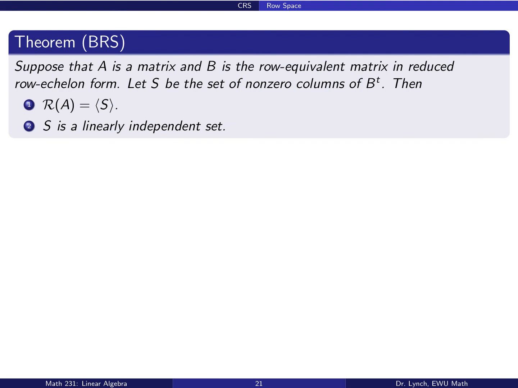This suggests an interesting approach to finding a row space. Since row operations don't change the row space, and since row operations simplify rows, eliminating redundancies, it turns out that putting a matrix in its reduced row echelon form and then picking off the non-zero columns of the transpose gives us a set S that is linearly independent, and the span of that set is the row space of the matrix. The take-home message here is that this is an alternate route to finding the row space of a matrix.